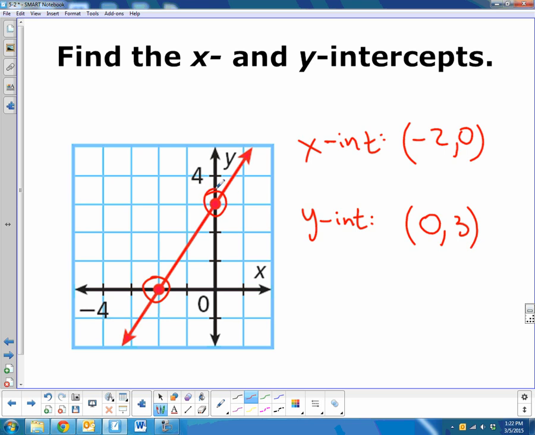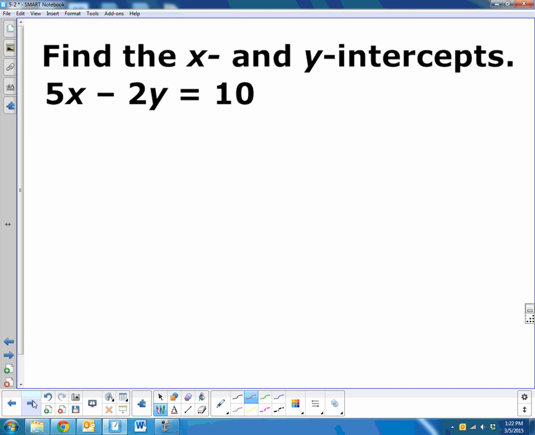There's that y-intercept. Okay, and that's it. That's how you find the x-intercept and y-intercept from the graph. You look at where it crosses the x-axis. You look at where it crosses the y-axis. Equations, of course, we look at too. When you start dealing with equations, it gets a little bit trickier.